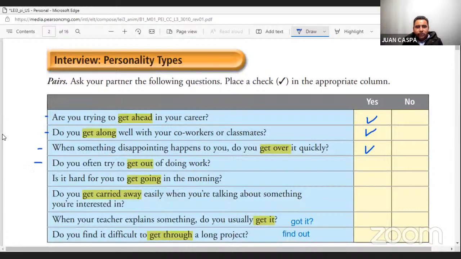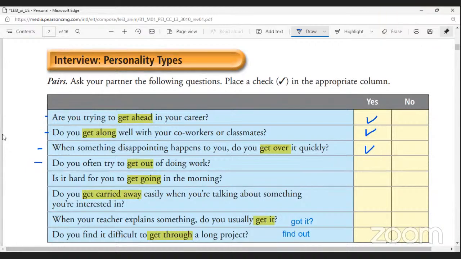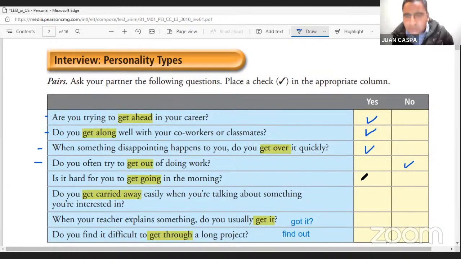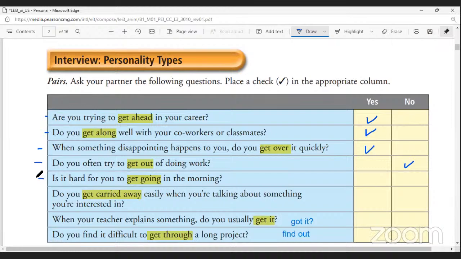And now, Ernesto, ask Roger. Roger, do you often try to get out of doing work? No, I don't get out of work. That's good. So you continue working, and you don't say, "Oh no, I can't. This is very difficult for me, and I have to get out." No, right? Okay. Let's continue, please, Roger. The next question.